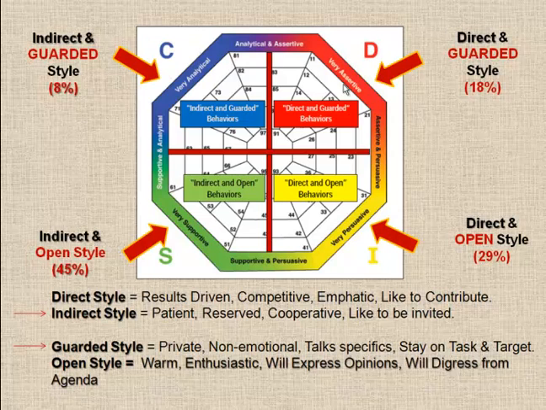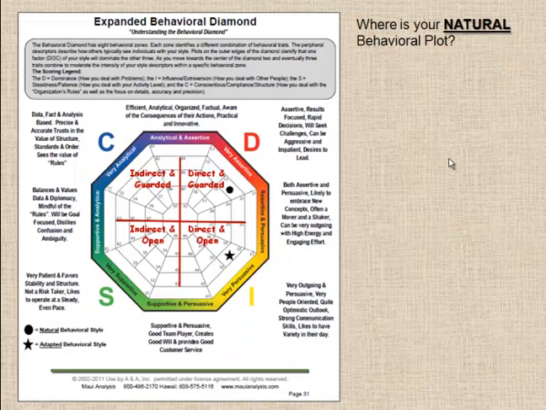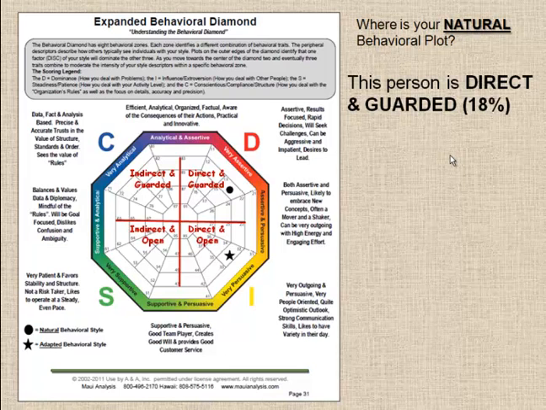Understand yourself. Where do you plot? And does that mean you're direct and guarded? Are you direct and open? Are you indirect and open or indirect and guarded? You see, this is so simple. We can break it down into one of 4 categories. So, where is your natural behavioral plot? Well, you see, this person's natural behavioral plot is right here. So he's direct and guarded, like 18% of the world's population.